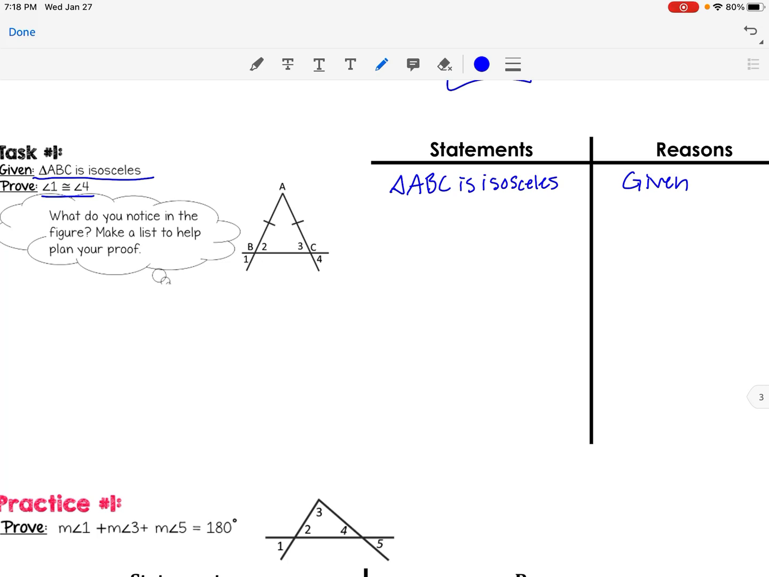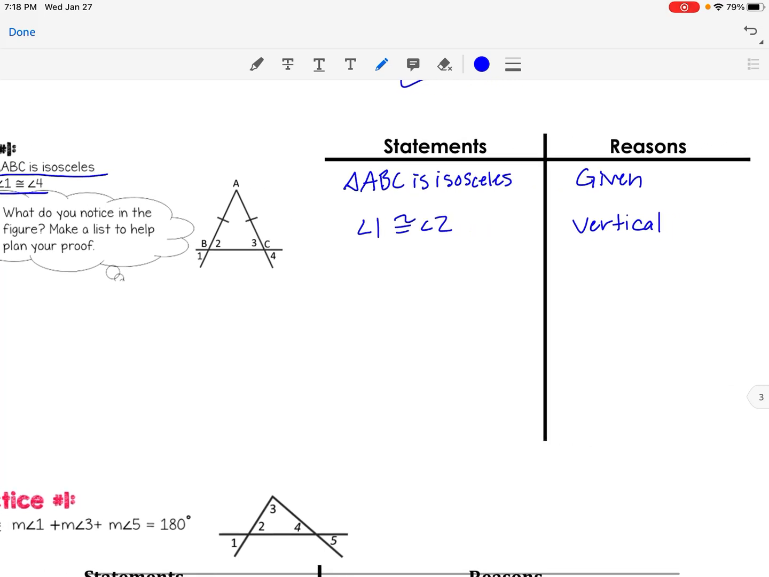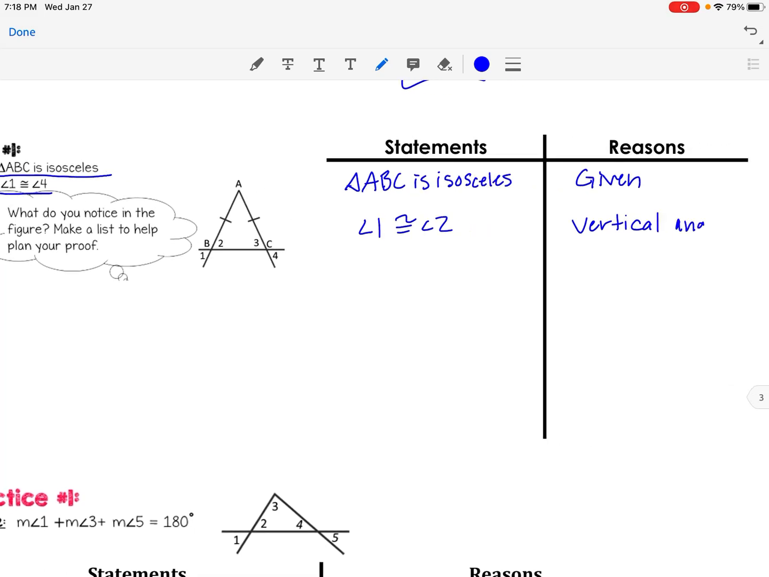And that is given to us. Okay, now we look for some other relationships that we know. So we could say that angle 1 and angle 2, there's a relationship that we know. So angle 1 is congruent to angle 2. And the relationship between those two is that they are vertical angles. We can also say the same thing with angle 3 and angle 4. Those are also vertical angles. So we can say that they are congruent as well.